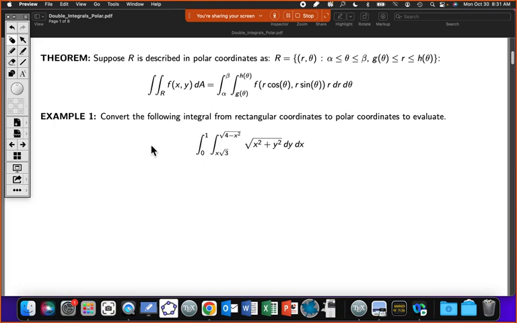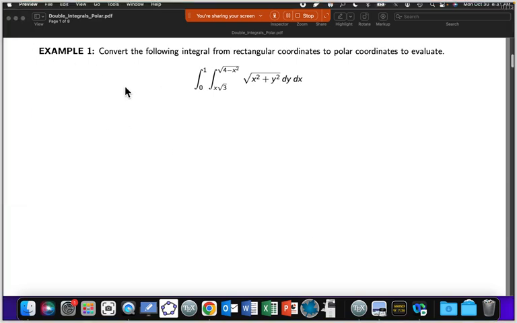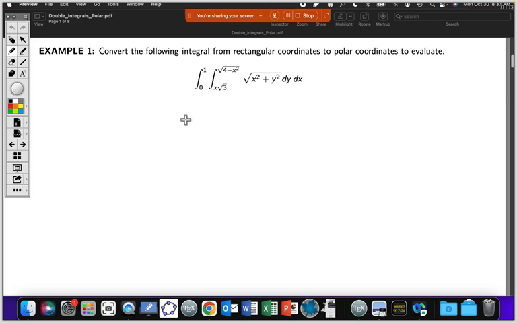All right, so here we go. Example 1, convert the following integral from rectangular coordinates to polar coordinates to evaluate. So this is like the first question on your test this week is going to be one of these. I give you the integral in rectangular. You got to convert it over to polar. So the first thing I recommend you do is sketch that region R and then describe it in terms of polar coordinates.